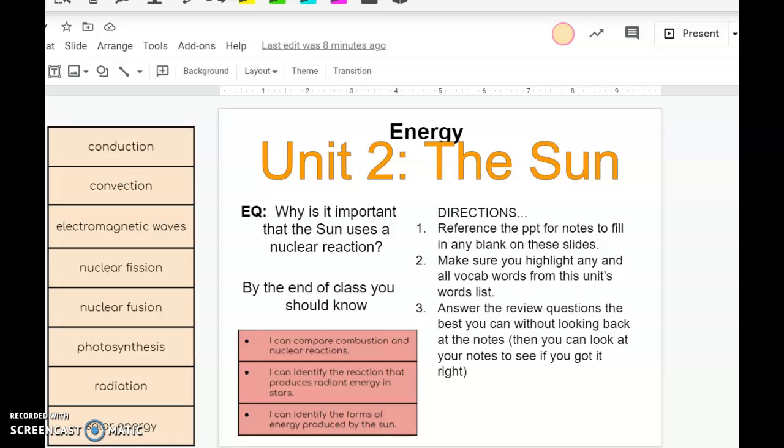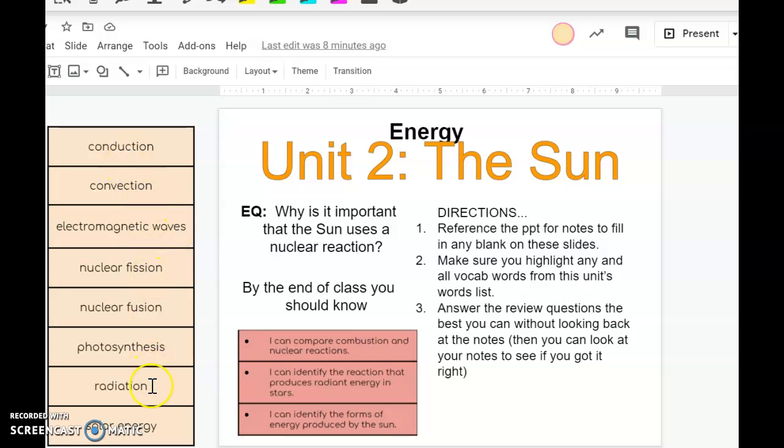Okay, these are our notes on Unit 2, the sun, specifically talking about the energy of the sun. Our essential question for this is, why is it important that the sun uses a nuclear reaction? And by the end of class, you should be able to compare combustion and nuclear reactions, identify the reaction that produces radiant energy in stars, and to identify the forms of energy produced by the sun.